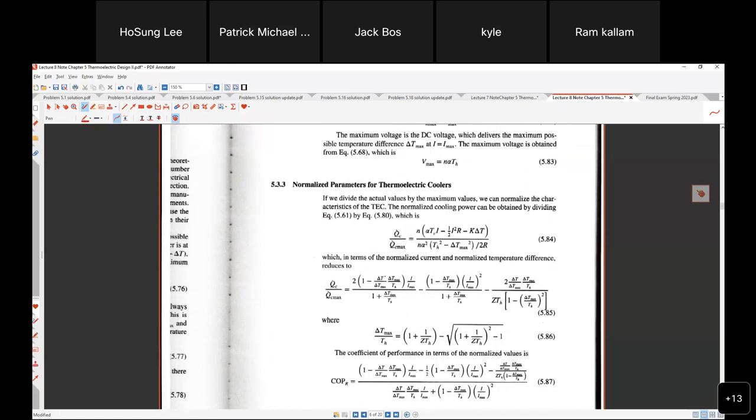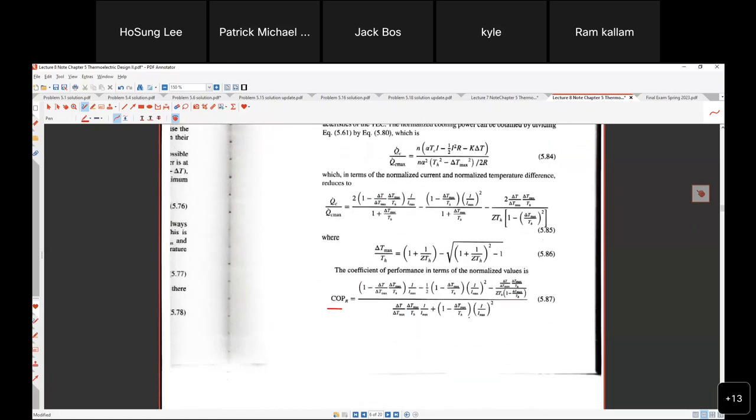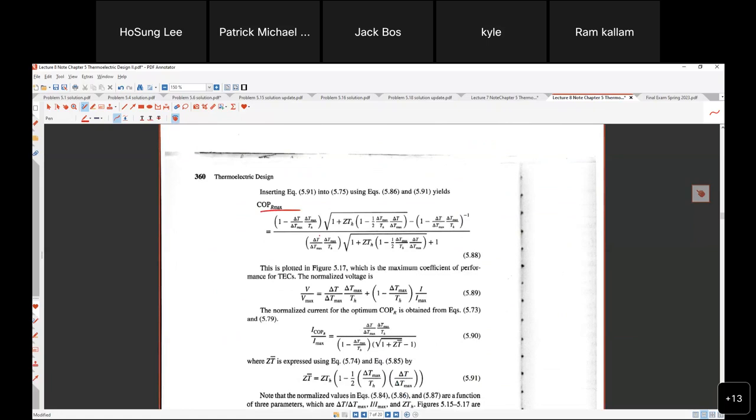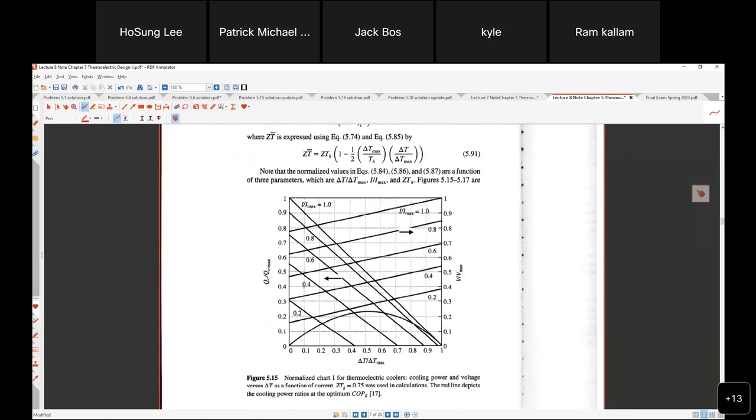And COP, interesting, is a function of GT. So again, efficiency. So COP max, it's okay. And then I was able to plot. This is a rate. Once I have a maximum value, the same. Normalized cooling power. This is cooling power, and this is voltage, and this is temperature, and this is current. So depending on the current ratio, this is again a normalized characteristic.